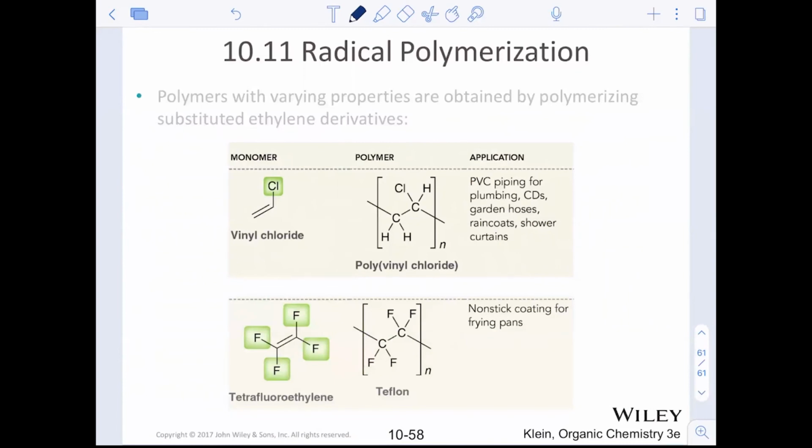The ones that are maybe a little bit more in the forefront of your life, PVC pipes, CDs, garden hoses, all of those use vinyl chloride, and then tetrafluoroethylene. With all those 4 fluorines on there, that polymerization reaction makes Teflon for nonstick coating for fry pans.